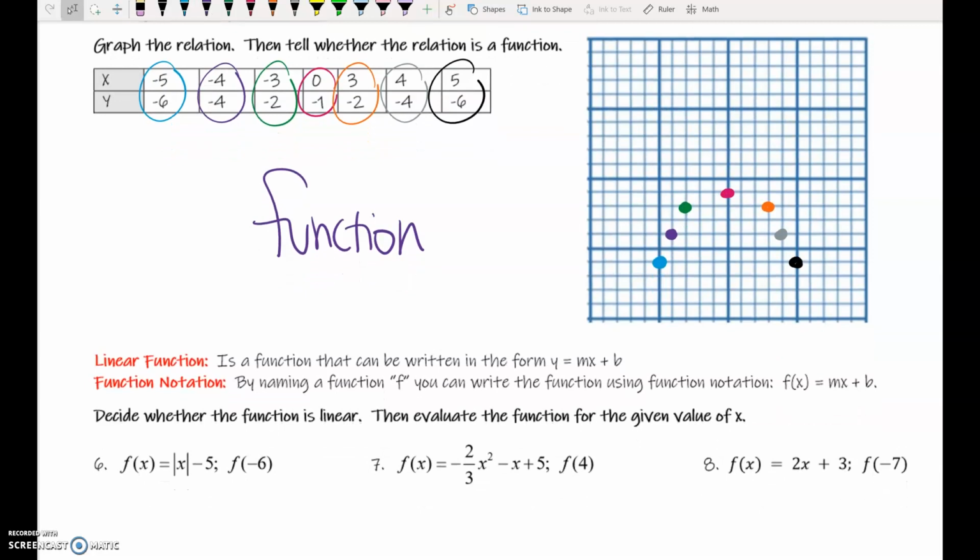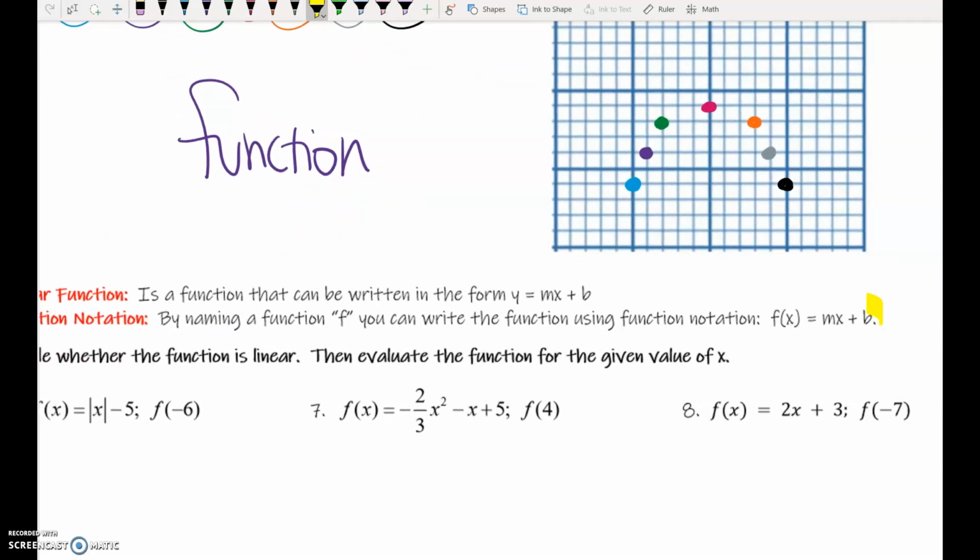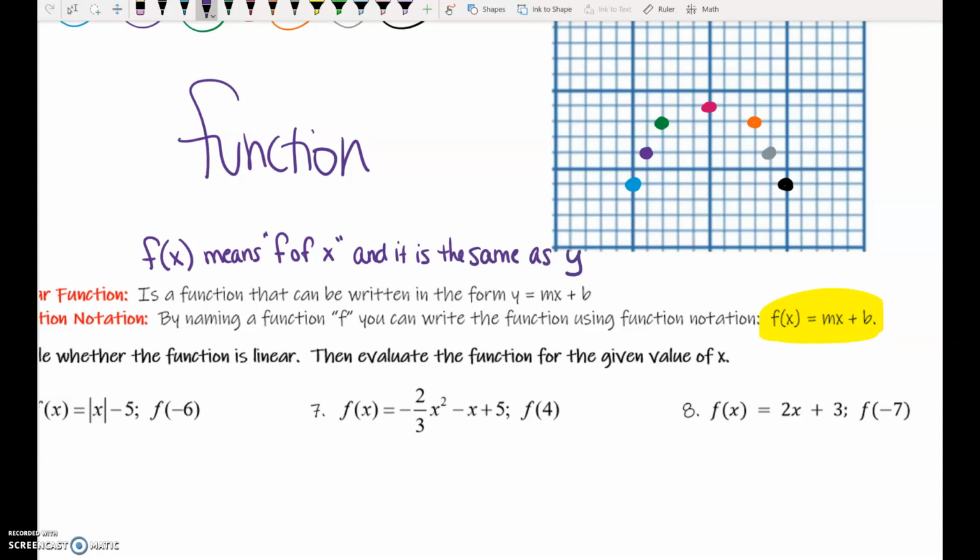A linear function is a function that can be written in the form y equals mx plus b. And I know that you've seen this before. Function notation. F of x equals mx plus b. I want you to write out somewhere what f of x means, and it is the same as y. So y equals mx plus b, f of x equals mx plus b.